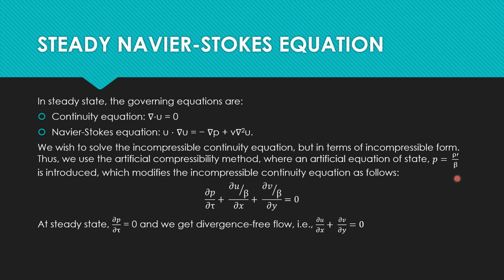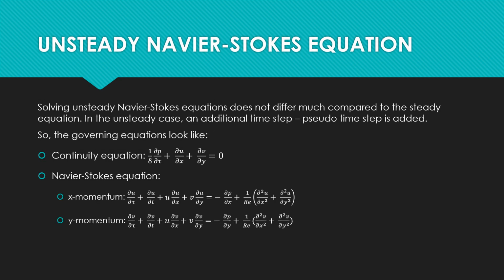Beta represents the artificial compressibility factor. With this artificial equation of state, the continuity equation is modified to include the artificial compressibility factor. And as the time-dependent term goes to zero at steady state, we get divergence free flow. Using artificial compressibility method to solve the unsteady Navier-Stokes equations is not much different.